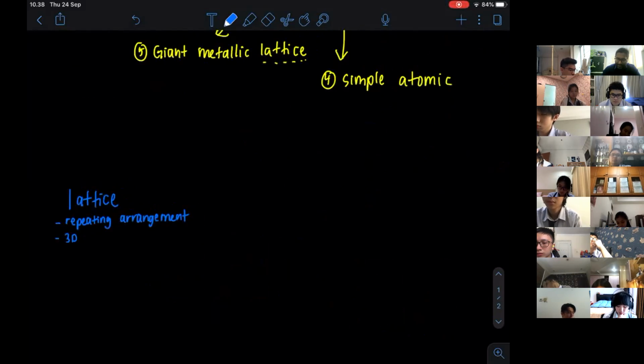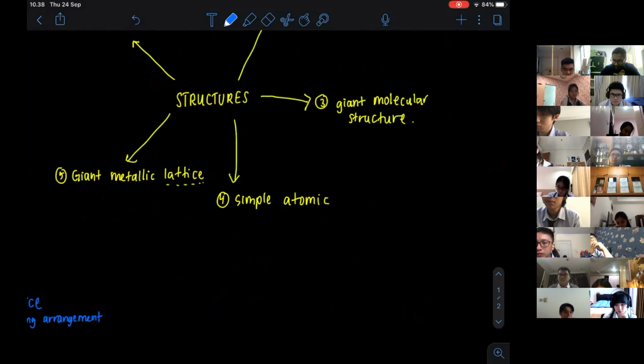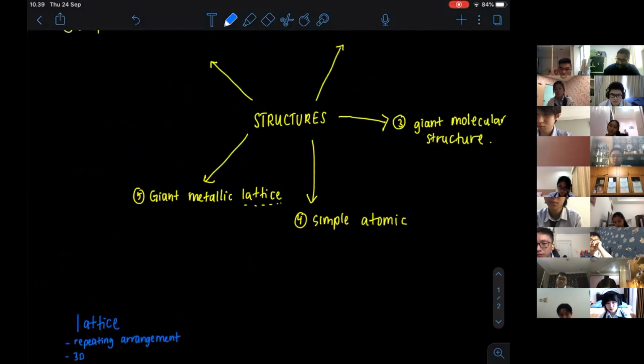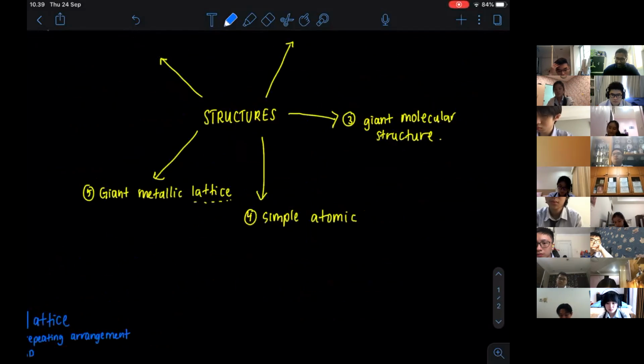If you look at giant molecular structure, like diamond, it is actually a lattice. So you can say giant molecular lattice, still the same. Lattice means it's a repeating arrangement. So that is the meaning of lattice. Now coming back, let's start from number 4.